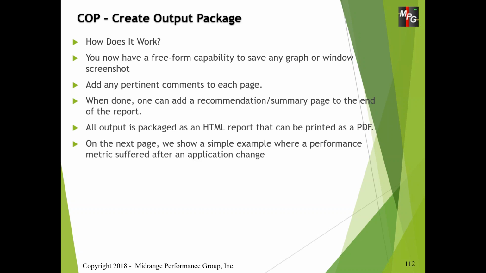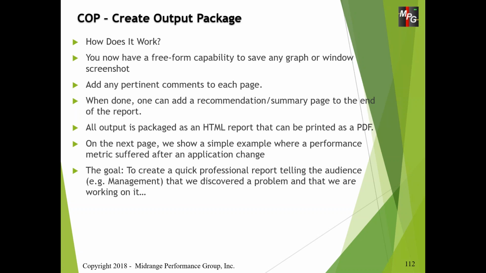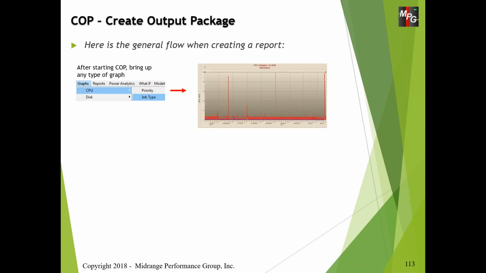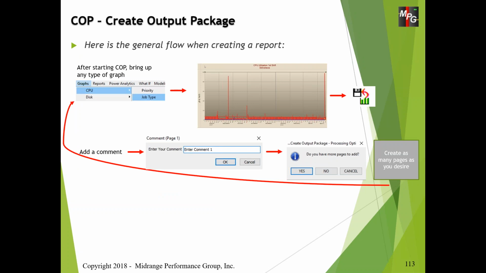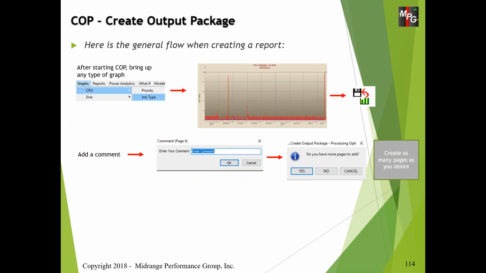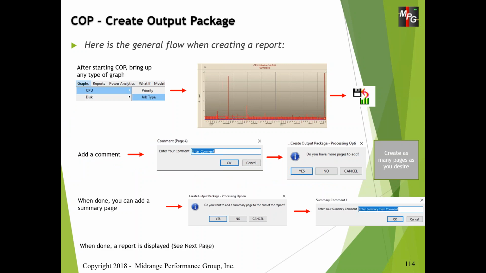So watch this. Let's show a real life example where maybe a performance metric suffered after an application change, and maybe I'm seeing this and I just want to tell my boss. So here we go. You simply go to Power Analytics, Create Output Package, and the general flow is this. You bring up a graph, you save the picture, you add a comment, and then you iterate over and over for as many pages as you want to show. So it's a cool free-form way that you can create this output report. And then in the end, you can add a summary page of items, like I said, maybe an action plan of things you want to do.